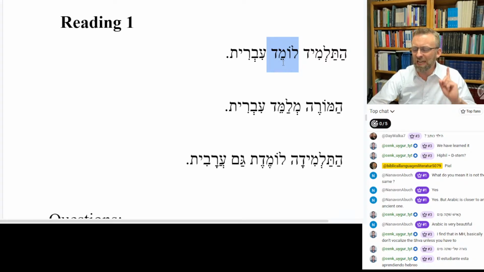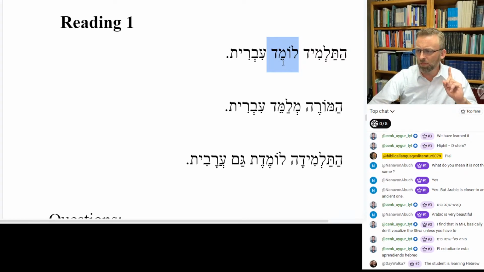Lomed, we said, is a G stem, masculine singular verb of the verbal root lamed mem dalet. When I talk about parsing verbs, meaning breaking them down, this is what we're doing. We say that lomed is from the root lamed mem dalet. We have to identify the root, lamed mem dalet. We have to identify the binyan or the stem. We're going to say this is G stem. How do we know it's not D stem? There's no doubling dot, right?